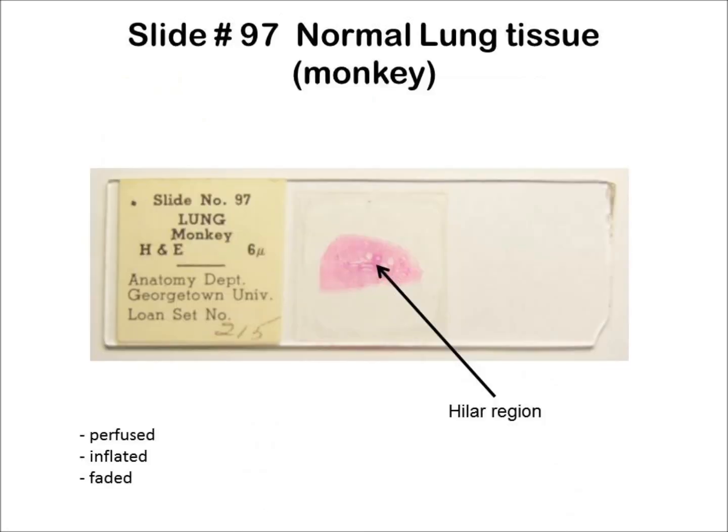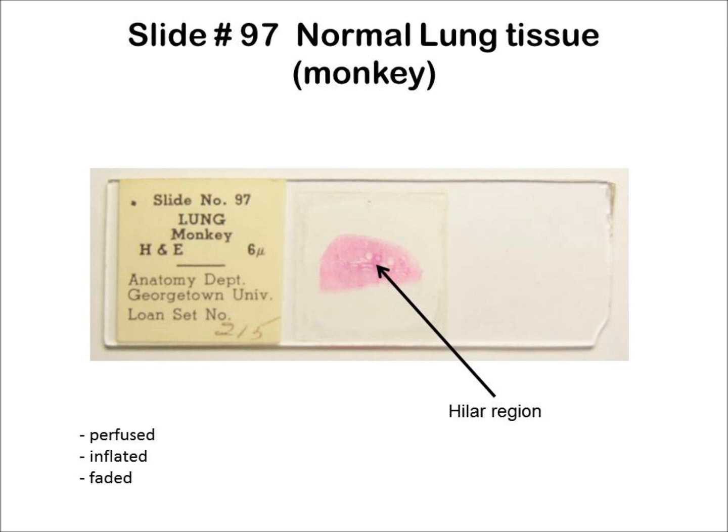I would like you to start out by examining slide number 97 of the normal monkey lung. However, there are several features of this section of which you should be aware. First, the section has been perfused. That is, fixative has been forced through the blood vessels, replacing the blood. Secondly, fixative has also been forced through the trachea so that the lungs are inflated. Now, this is not the case with the pathological specimens in which the lung tissue is collapsed. And thirdly, this section is very old and much of the hematoxylin staining has faded.